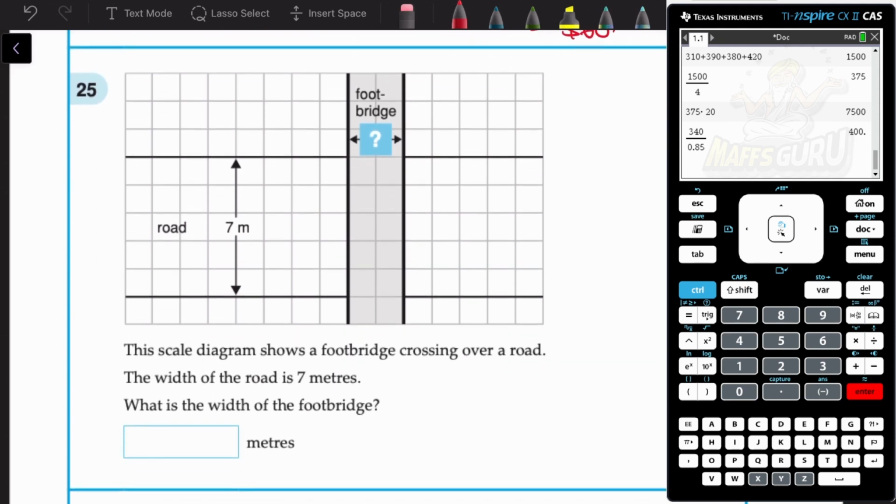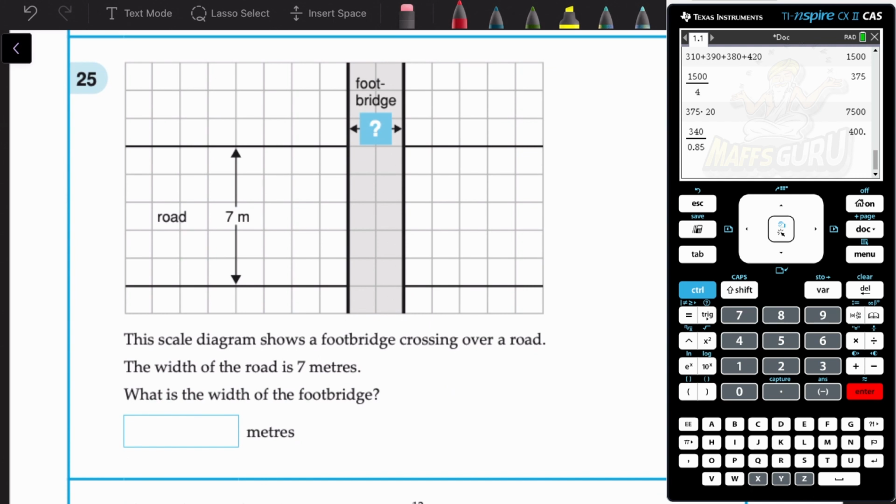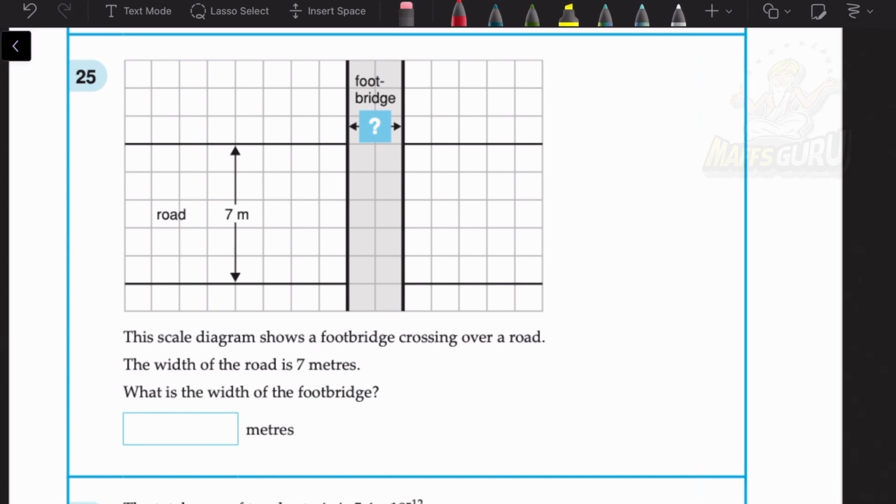Okay, yep. Question number 25, the scale drawing shows a footbridge crossing over a road. The width of the road is 7 meters. Okay, thank you very much. What is the width of the footbridge? Well, again, we've got 1, 2, 3, 4, 5 squares. So 7 meters is equal to 5 squares.